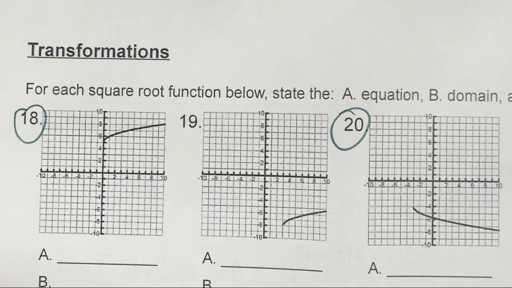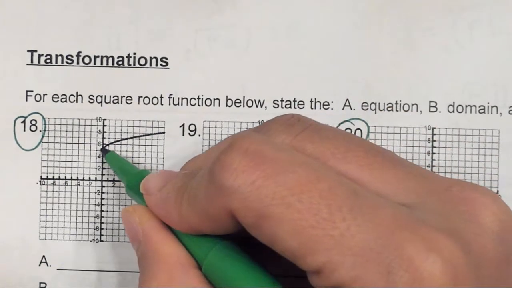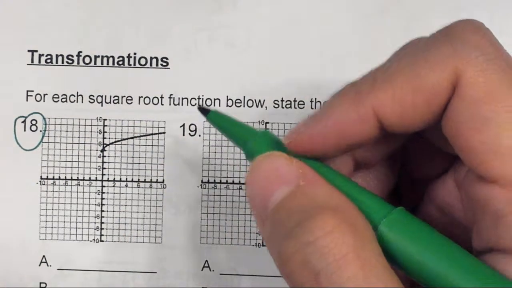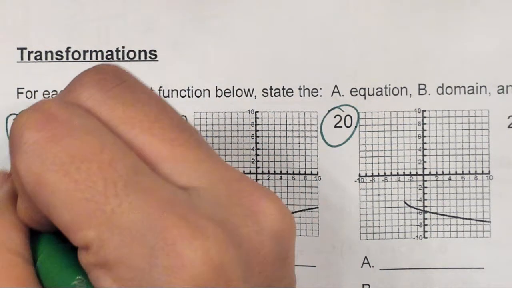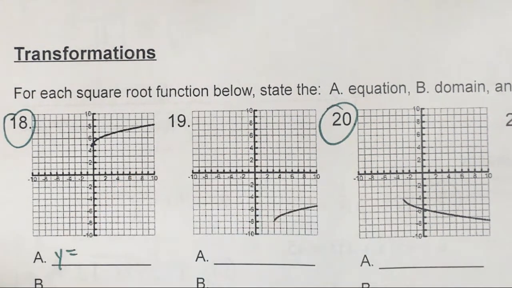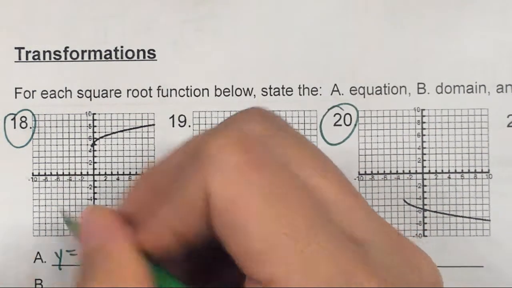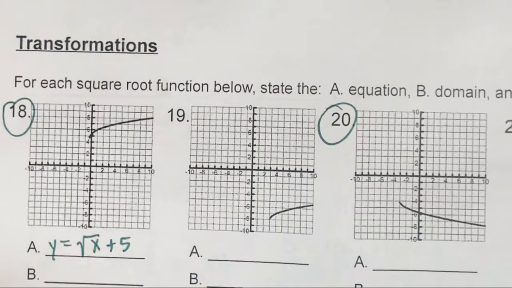Alright, so now we have transformations. I'm going to do number 18 and number 20. It says for each square root function below, state the equation, domain, and the range. Here, it's kind of hard to see, but my vertex here is (0, 5). So to write my equation, it's going to be y equals, your x is just 0, so it's the square root of x, and you're going to go up 5. So just like that.